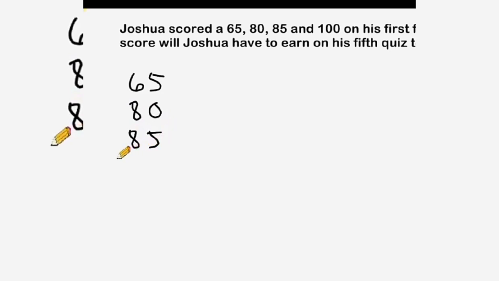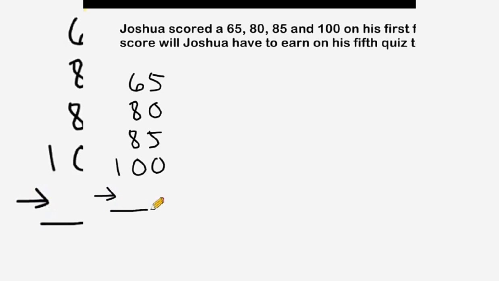So let's start the solution. At least let's just write the marks that we have with us. In the very first quiz he has obtained 65 marks. In the second quiz he has obtained 80 marks. In the third quiz he has obtained 85. In the fourth quiz he has obtained 100 marks. And the 5th quiz mark has to be found out.